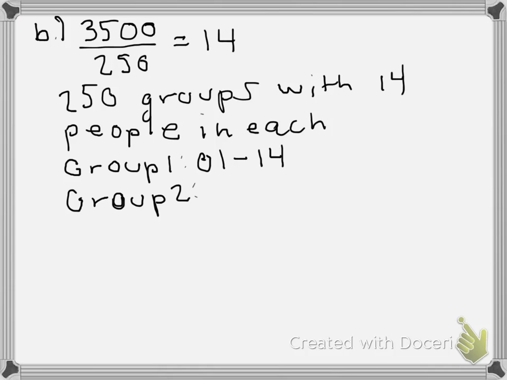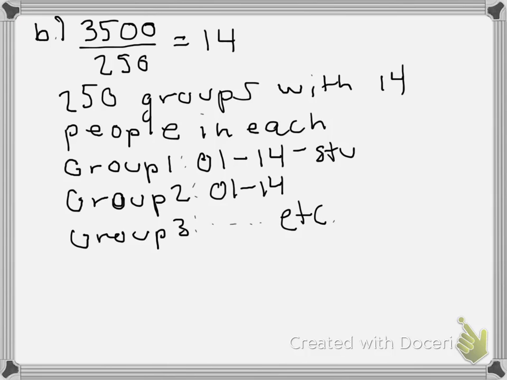Once you have this randomly selected student, you can pull the same number from each of your other groups. For example, if you randomly select the number 08 from Table A, that means that your sample of 250 students will be a compilation of student 08 from each of the 250 groups that were available.